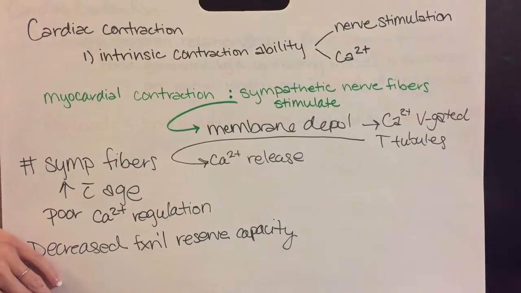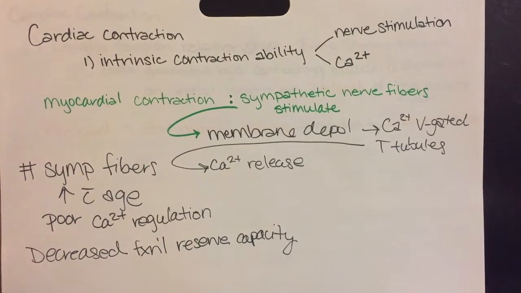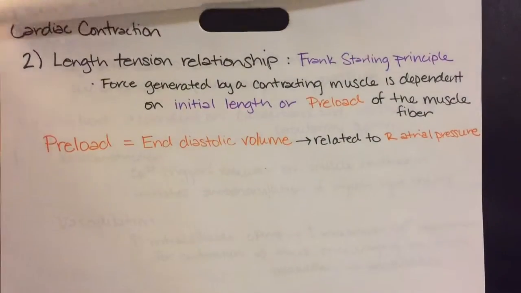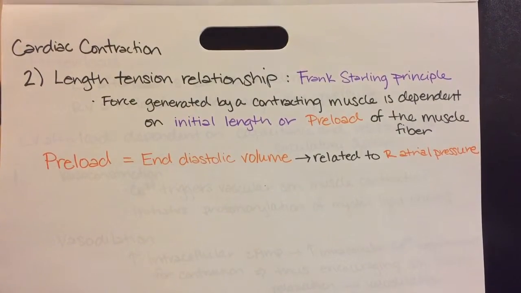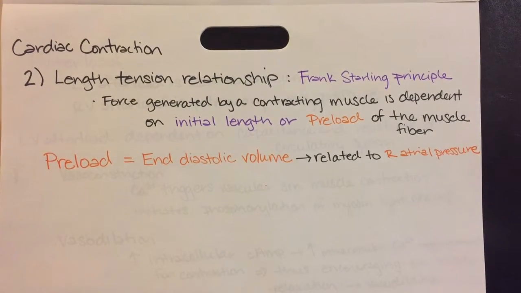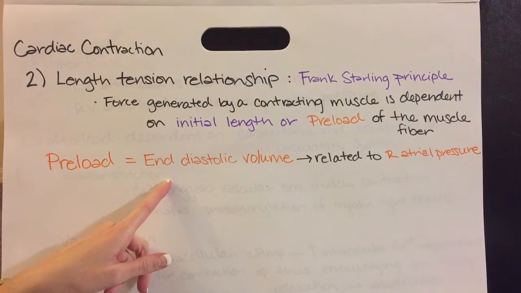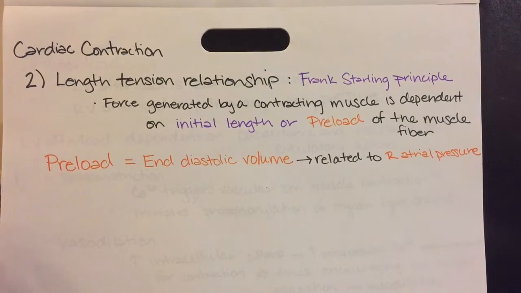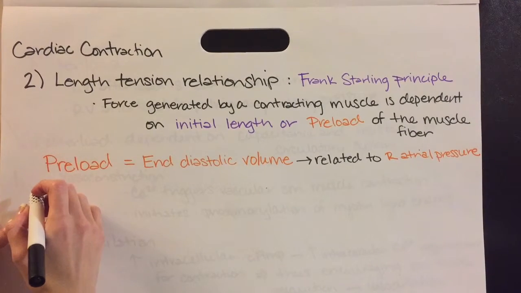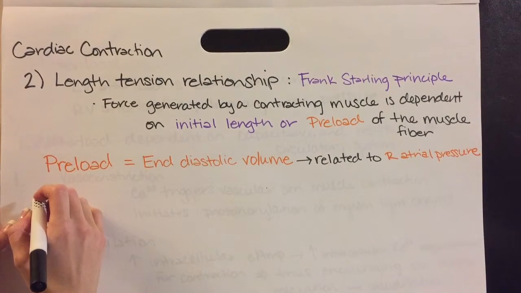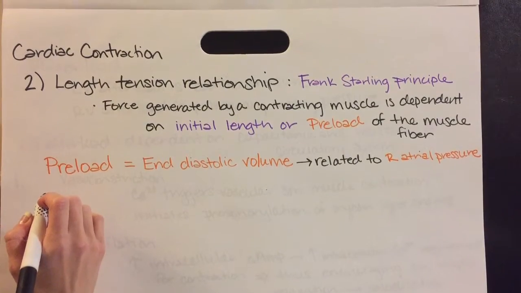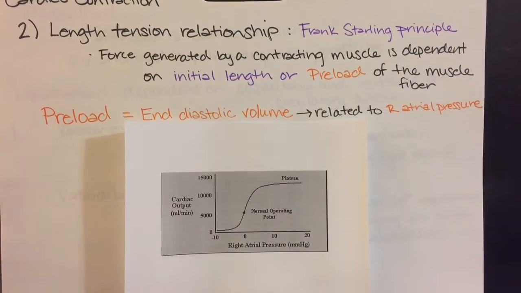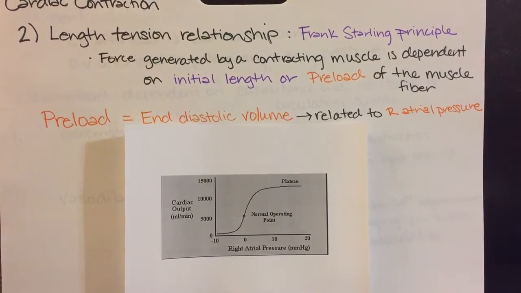The second determinant of cardiac contractility leads us to a discussion of preload. Preload equals end diastolic volume and is related to right atrial pressure. Venous return to the right side of the heart causes end diastolic volume to increase and stretches and lengthens the ventricular muscle fibers. This is known as the Frank-Starling relationship.